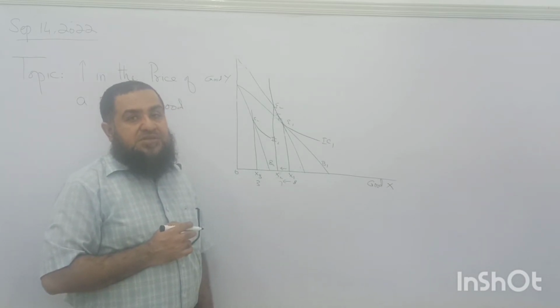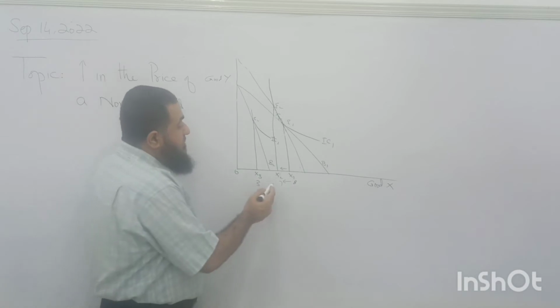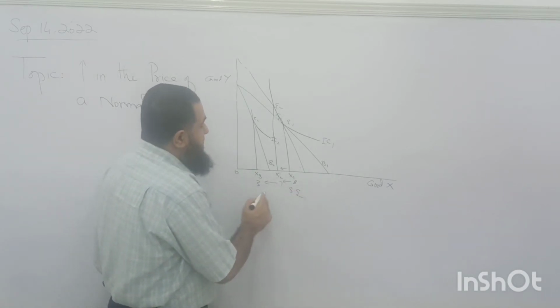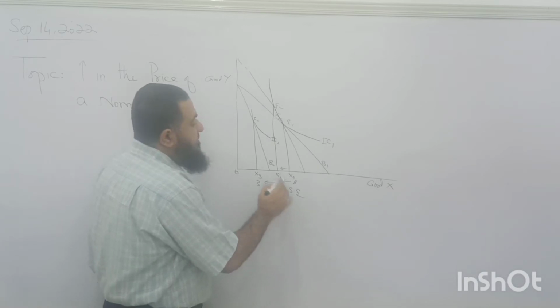So from point 8 to 7, we say this is the substitution effect. What is it? The substitution effect. And from 7 to 3, this is the income effect of the increasing price.